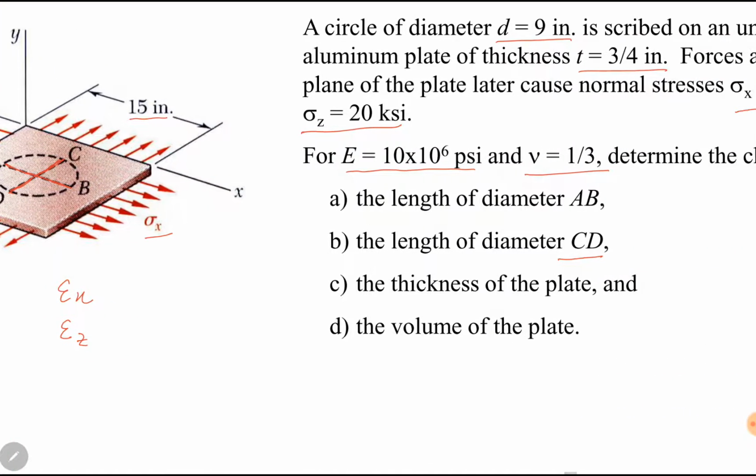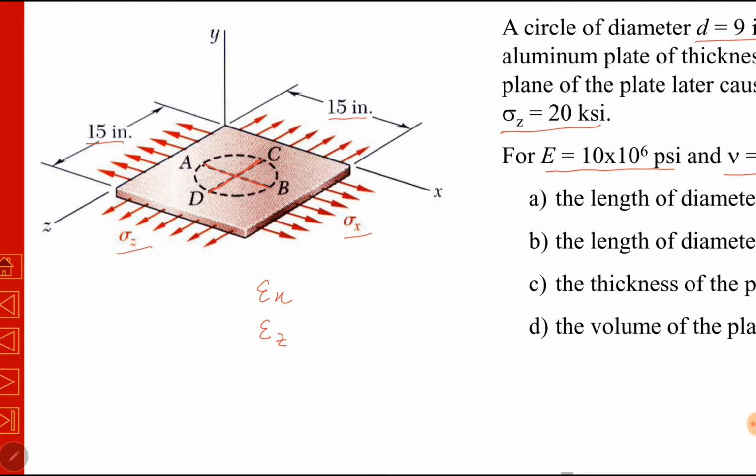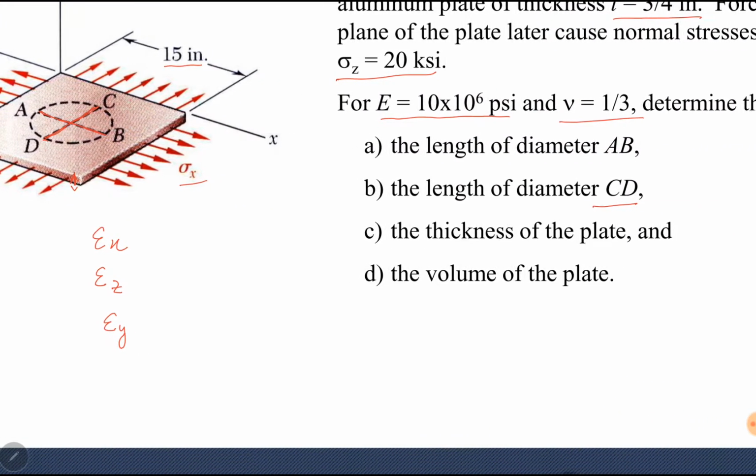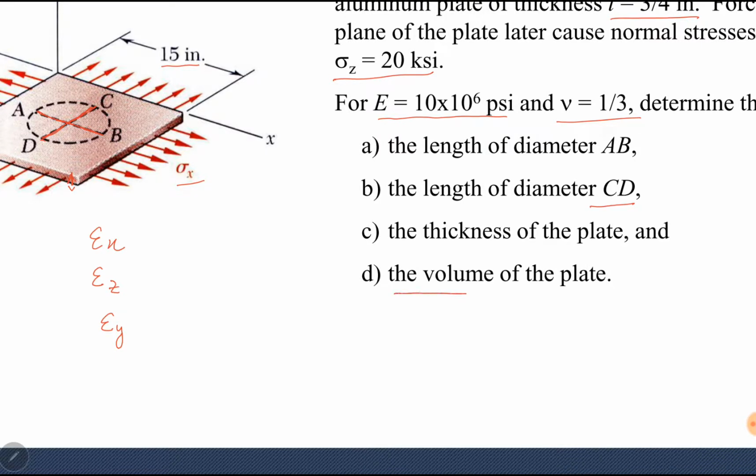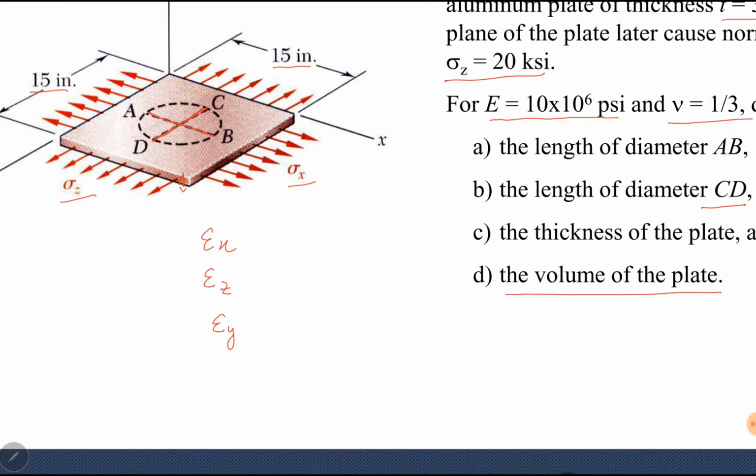Okay. The thickness of the plate. Thickness is in y direction, so we need epsilon y. And the final one is change in the volume of the plate. So we can find change in volume from dilatation. So first we need to find these three strains.